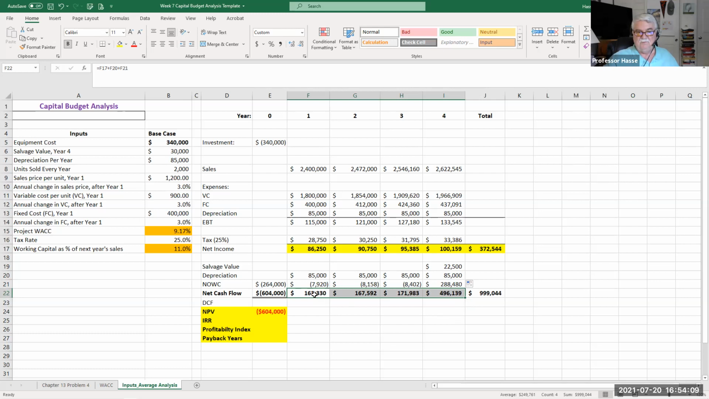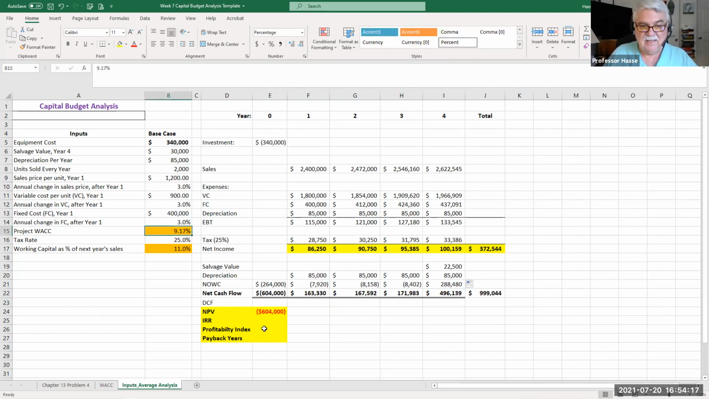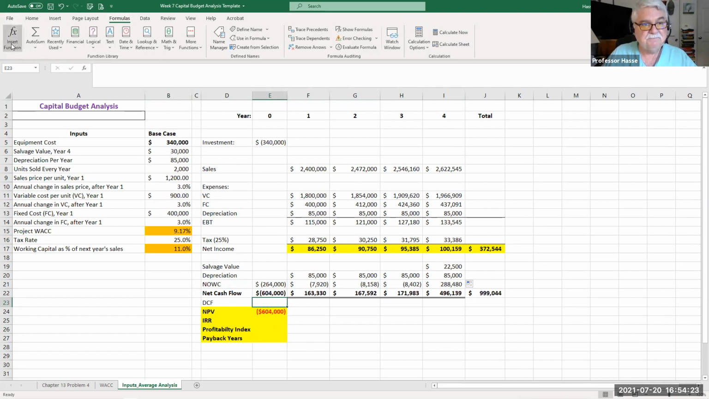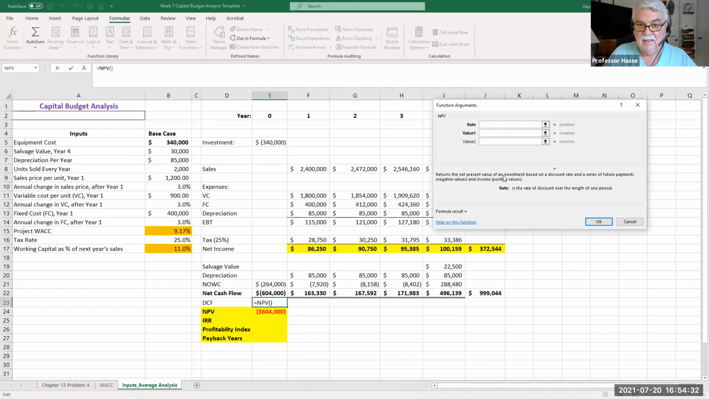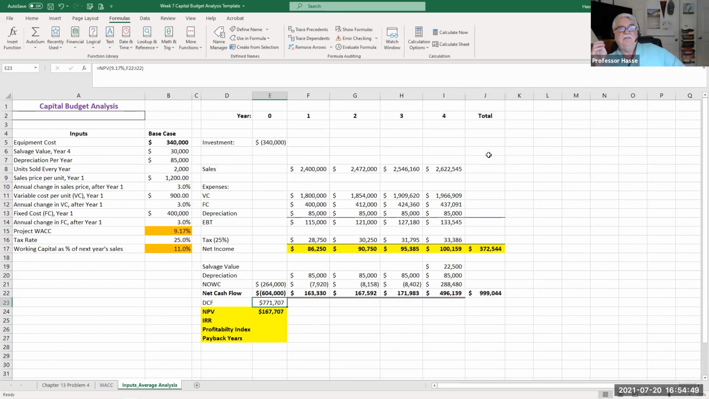So now we take these 4 years of cash flow and discount them, called the discounted cash flow, back to today, year 0, at our WACC, 9.17%. Formula, function, financial, net present value. The interest rate is 9.17%. That's our WACC. And the values are year 1 through 4. Hit OK. And there's our discounted cash flow.